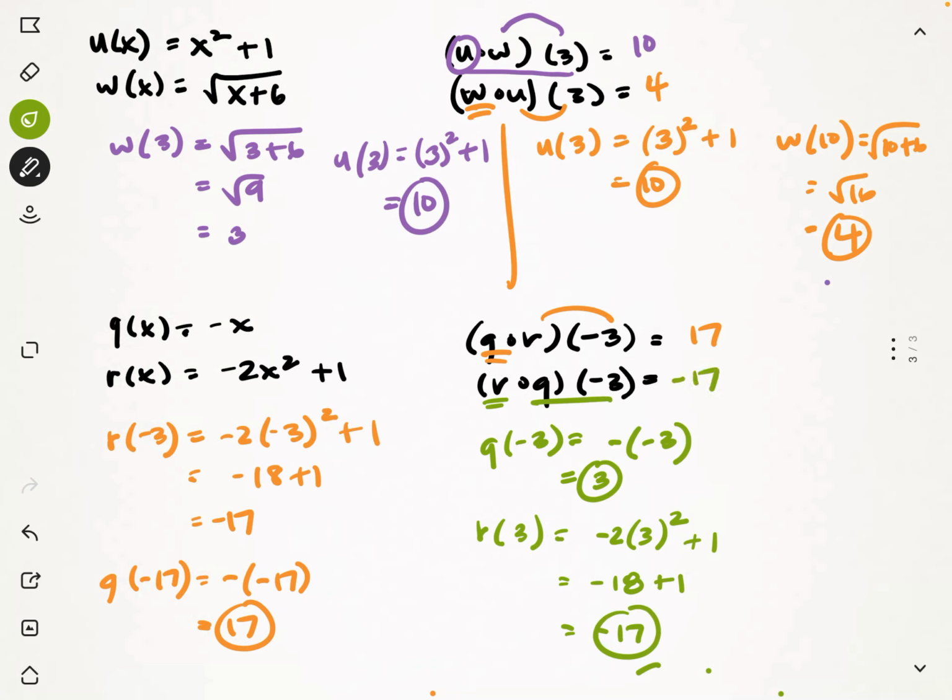Okay, so very similar, but not the same. Right? One of them is positive 17, the other is negative 17. But again, just practicing understanding the notation here, making sure that we do our right side first, that's the inside, right, and then plugging it into the other function.